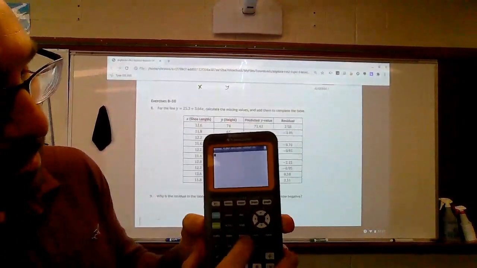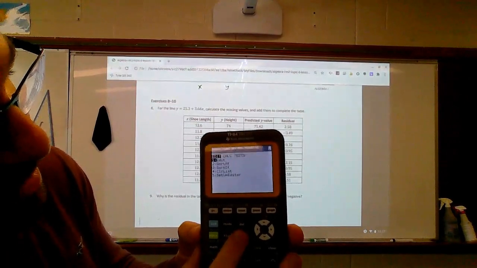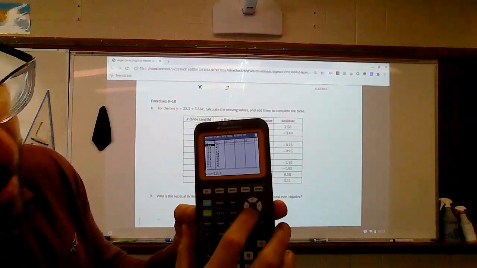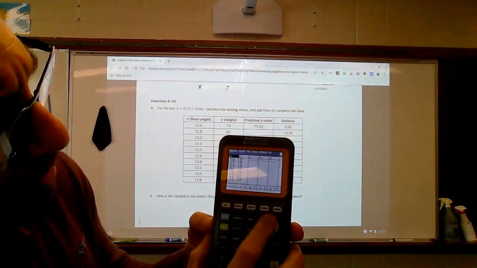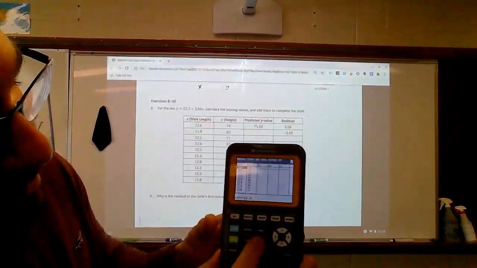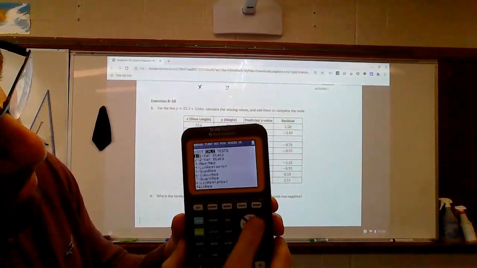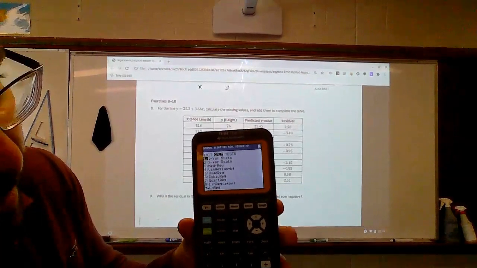To get my line of best fit, my linear regression, I press Stat. Edit's highlighted, I press Edit. I enter in all of my numbers. To clear out one of those, I highlight L1 and then I press Clear. I'm not going to do that. Once I've entered them all in, I press Stat. I move my right arrow over to Calculate. I want number 4, linear regression ax plus b.